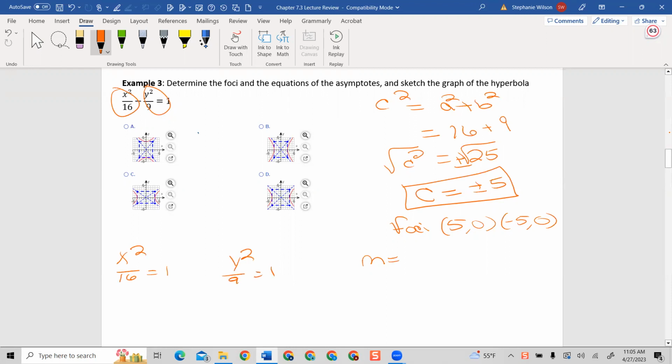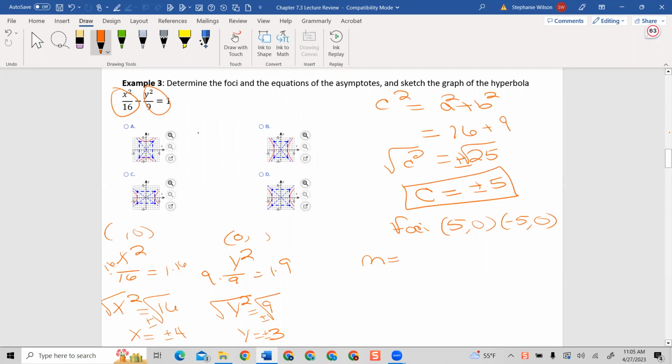We've gone over these before, so I just skip plugging in 0. We know y is 0 when we're solving for x, and we know x is 0 when we solve for y. So now I've got x squared is equal to 16, square root both sides. So now I've got x is equal to plus or minus 4. Multiply both sides by 9. Y squared, square root both sides. So y is equal to plus or minus 3.